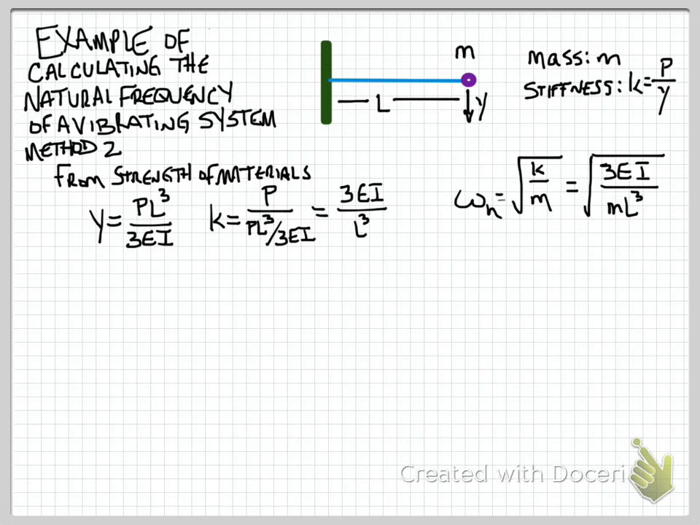And if we had values for E and I and M and L, we could plug that in and get an actual number. It should come out to be in radians per second. So the E would be the material property of the beam. The I would be the moment of inertia of the cross section of the beam, and L is the length of the beam, and the mass is the amount of mass at the end of the beam that's being vibrated. So that's how you would solve the natural frequency in a more straightforward method.